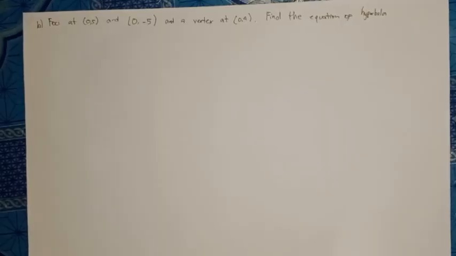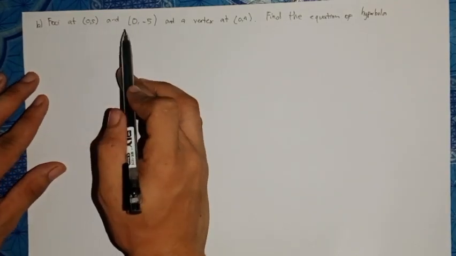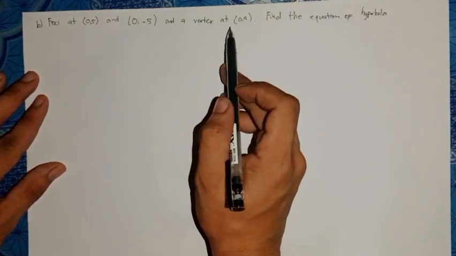Let's have a second example for hyperbola. We have the foci at (0, 5) and (0, -5), and a vertex at (0, 4). Find the equation of the hyperbola.